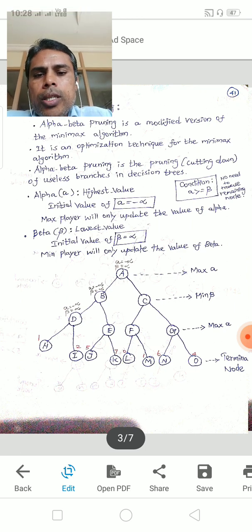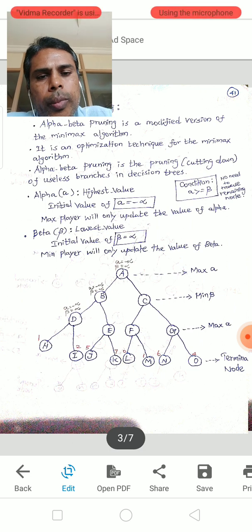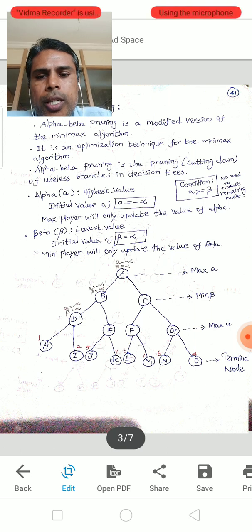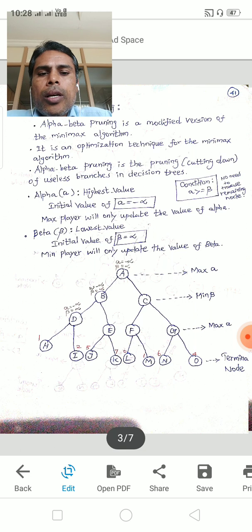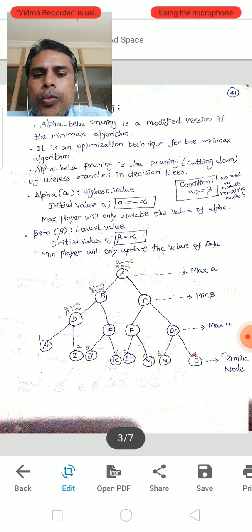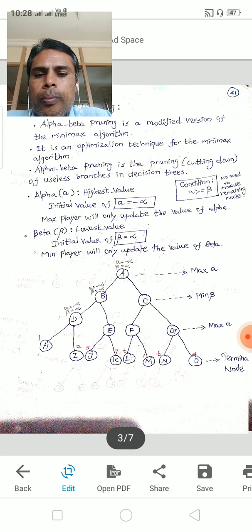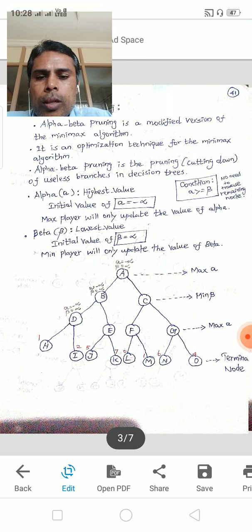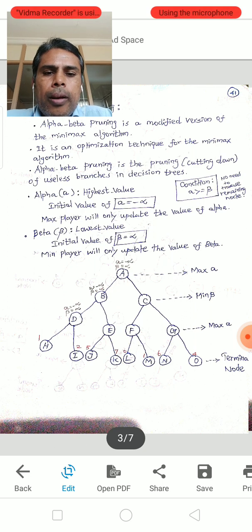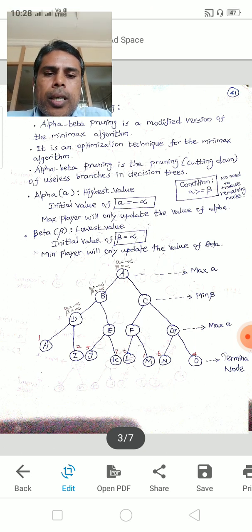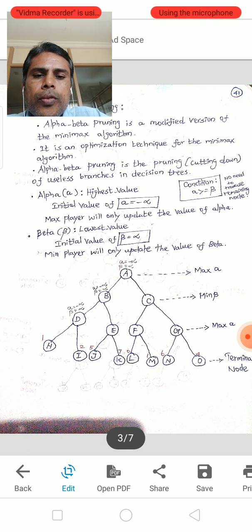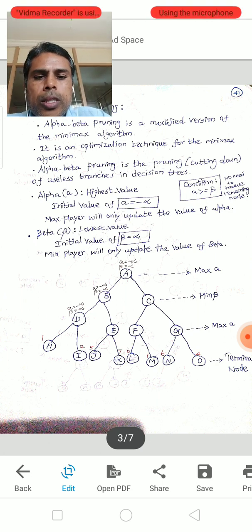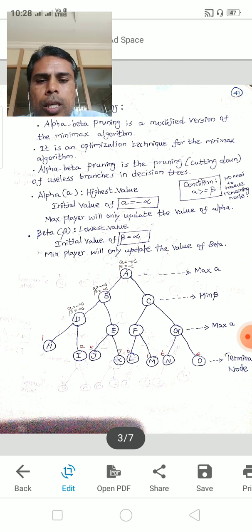So alpha is the highest value, that means the initial value of alpha is equal to minus infinity, and the maximum player will only update the value of alpha. Beta is the lowest value. The initial value of beta is plus infinity, that means positive. The minimum player will only update the value of beta. So in general, the condition is alpha is greater than or equal to beta. If the condition is satisfied for the given problem, you no need to traverse the remaining nodes or remaining subtrees of the given graph. So this is the basic condition about alpha beta pruning.